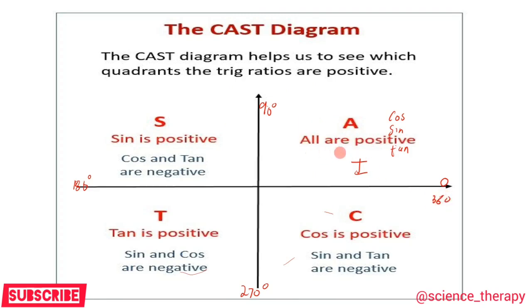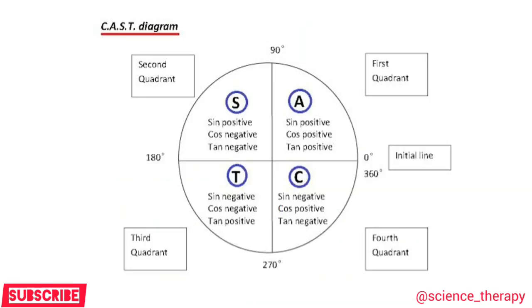So this is the first quadrant between 0 to 90, and the second quadrant is between 90 to 180. Then the third quadrant is between 180 to 270. Then the fourth quadrant is between 270 and 360, right? Now let's check what is going on here. So again, this is another CAST diagram that is clarifying all that I said.